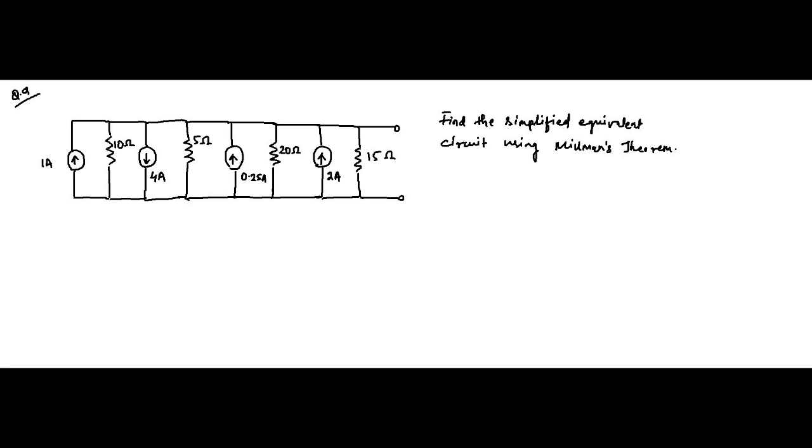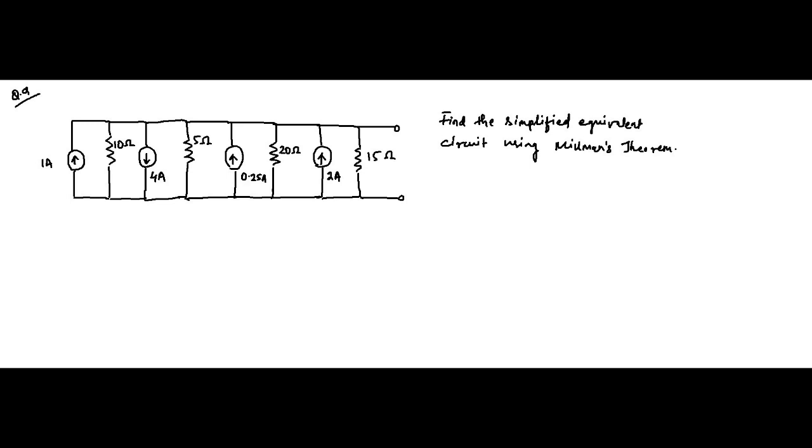So this is the ninth question on Millman's theorem. Again, a very basic one. We have to determine the Millman's equivalent circuit, the simplified equivalent circuit, using Millman's theorem. It consists of parallel current sources along with resistors. So we have to determine the Norton equivalent circuit as per Millman's theorem.